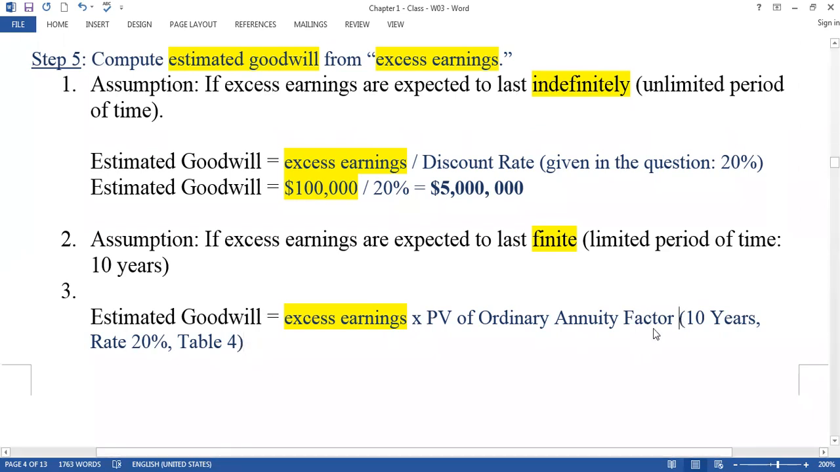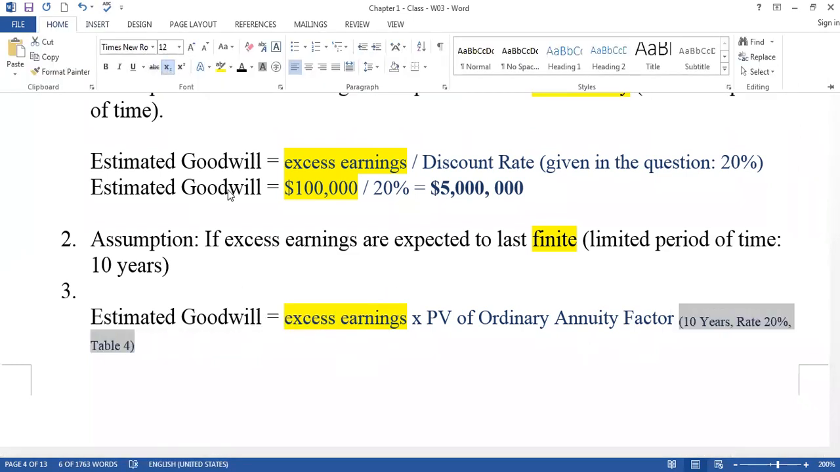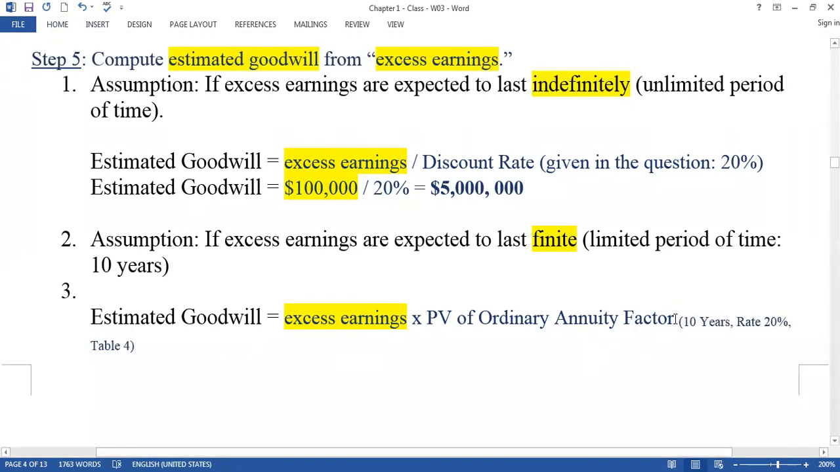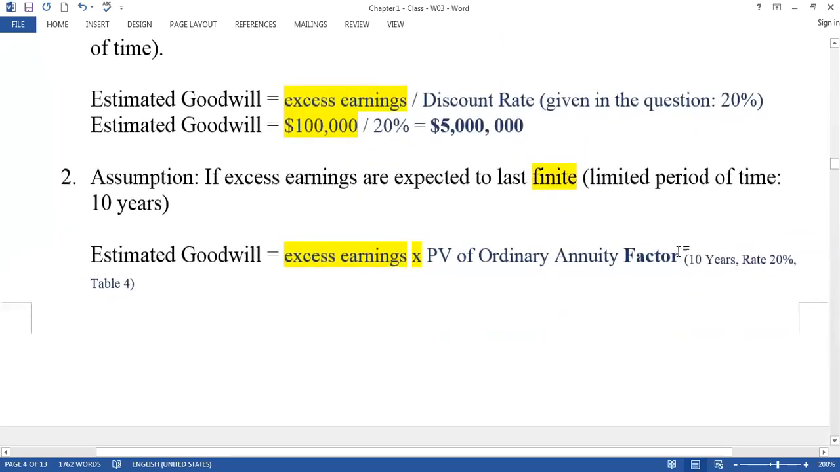So this kind of factor we need to calculate. We need a factor, and we multiply the factor with the expected earnings. So in the exam, I will give you this table. So now it is your job to find out what the factor is, using the present value of ordinary annuity table.